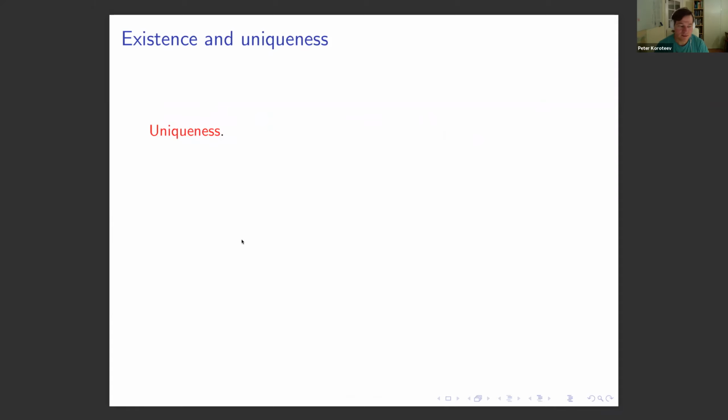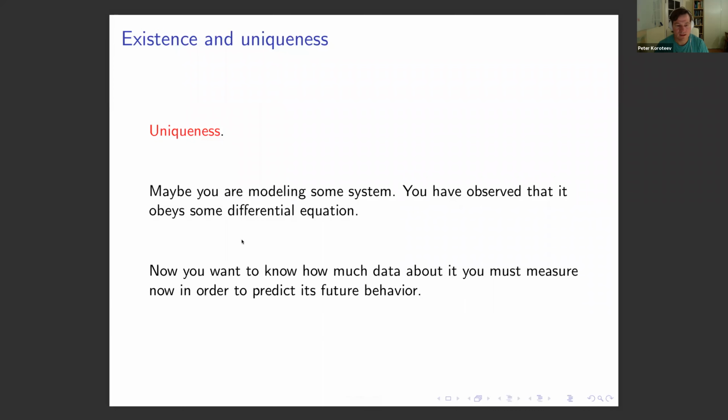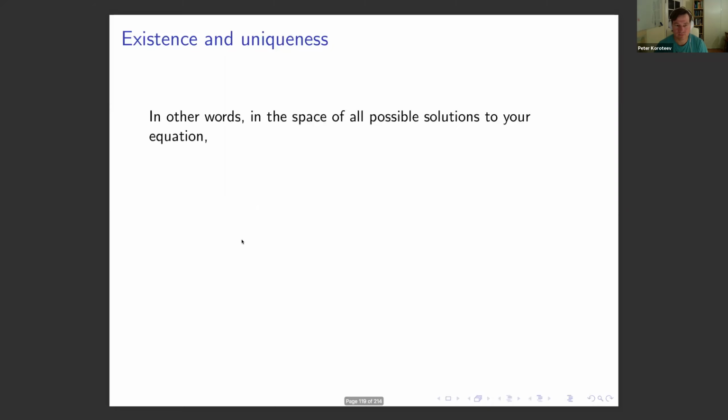So yeah, existence is, we believe that it exists. Uniqueness, okay, so maybe I'm modeling some system, then we have observed that it obeys some differential equation, like population or nuclear decay. And now you want to know how much data about it you need to measure in the beginning in order to predict its future behavior. So the space of all possible solutions of the equation, out of the space, we need to pick out one solution.